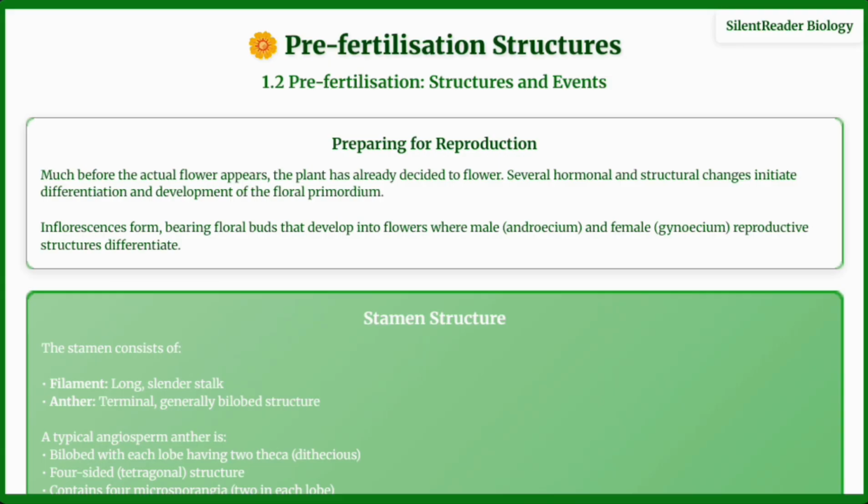The androecium, representing the male reproductive organ, consists of stamens. Each stamen has a long slender stalk called the filament and a terminal generally bilobed structure called the anther. A typical angiosperm anther is bilobed with each lobe having two theca, making it dithecous. It's a four-sided tetragonal structure containing four microsporangia located at the corners. These microsporangia develop further into pollen sacs that extend longitudinally through the anther and become packed with pollen grains. The microsporangium is surrounded by four specialized wall layers that protect and help in pollen release.